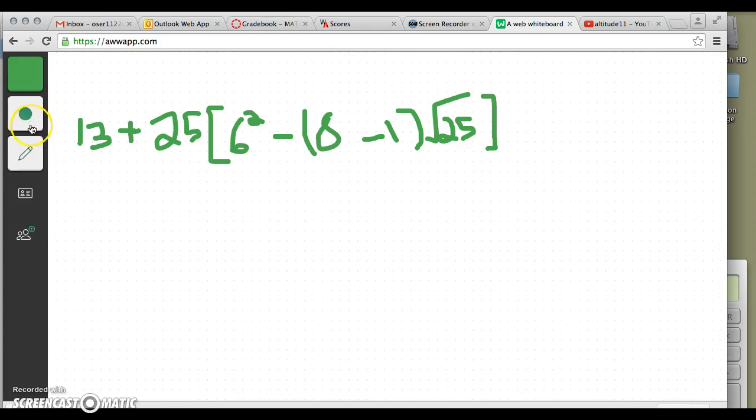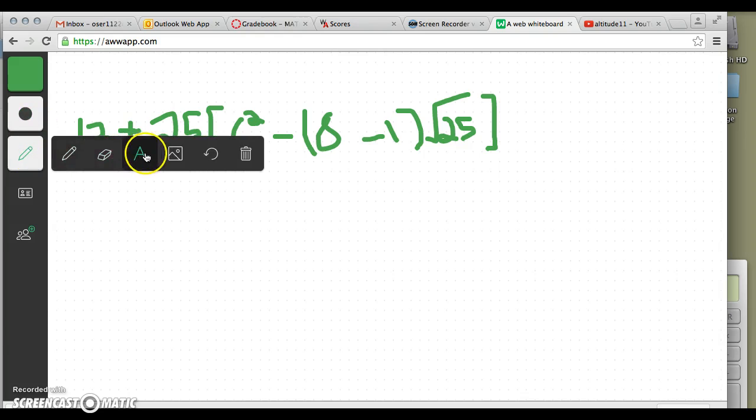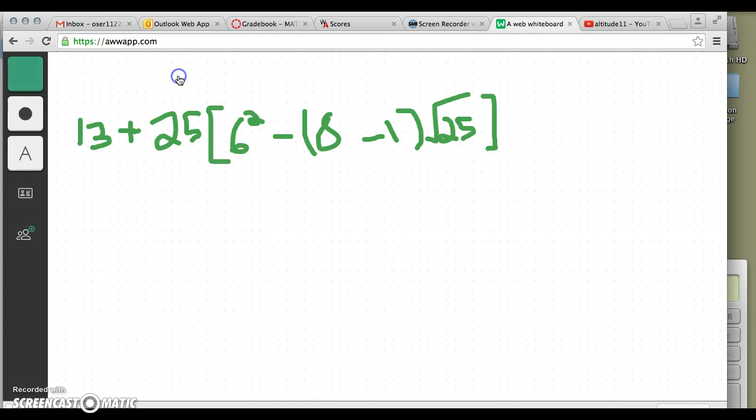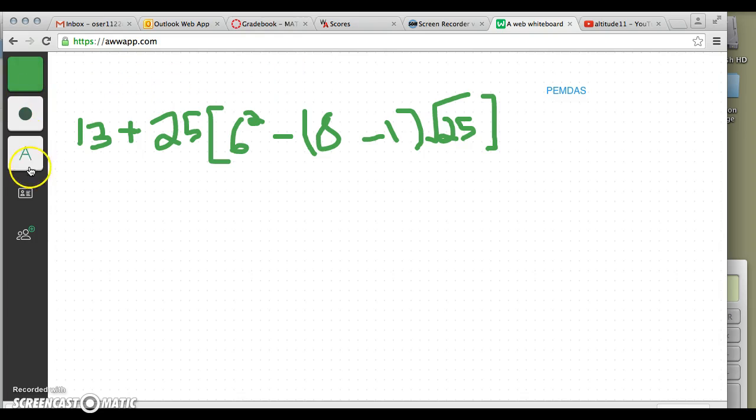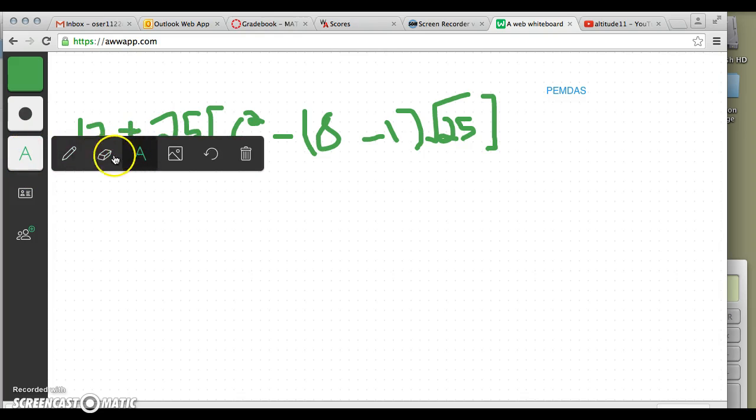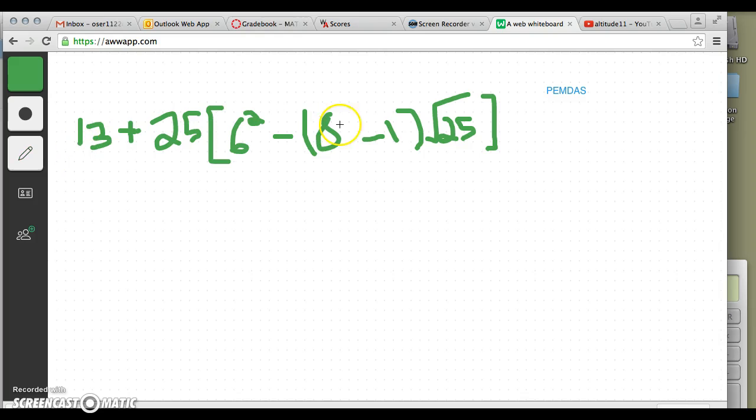So first off, guys, let's remember our order of operations. So we'll write this up here. PEMDAS. Please excuse my dear Aunt Sally. So remember, guys, you use that order of operations. That's a strict set of rules telling us what order we need to perform all of these operations in.